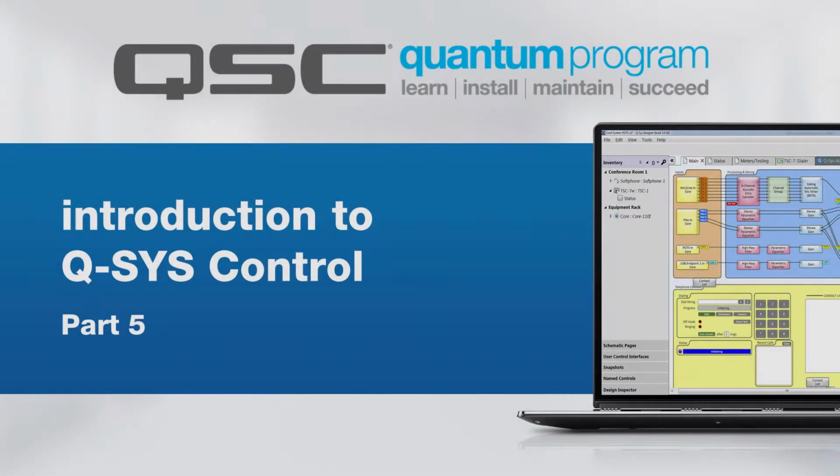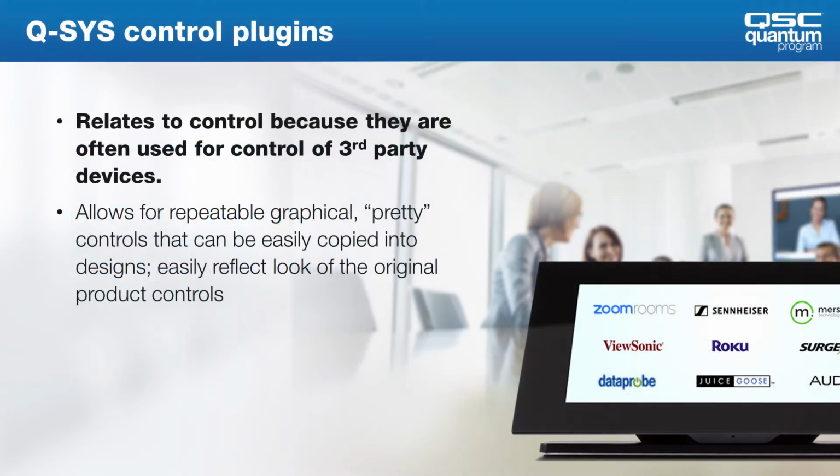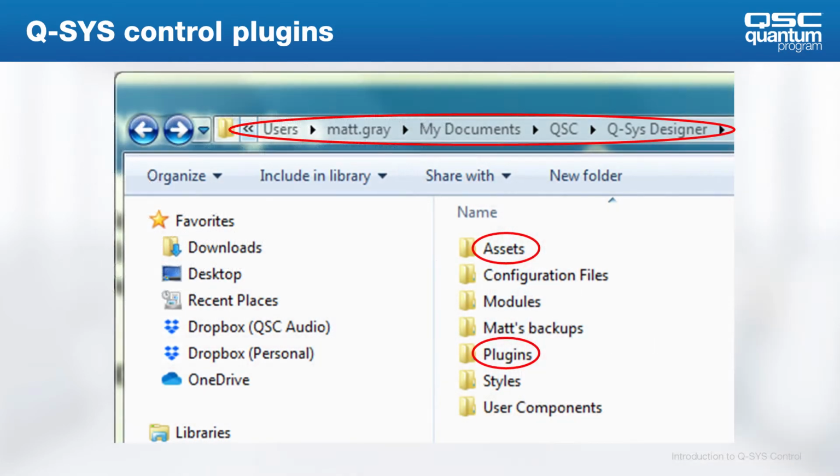Alright, welcome back. Let's discuss third-party control plugins available in Q-SYS. These plugins provide an easy way to create great user interfaces that can be used across multiple designs. Once you've installed a plugin from our asset manager, from a third party, or one that you wrote yourself, the plugin files will be located in the asset or plugin folder located in My Documents, QSC, then Q-SYS Designer folder.